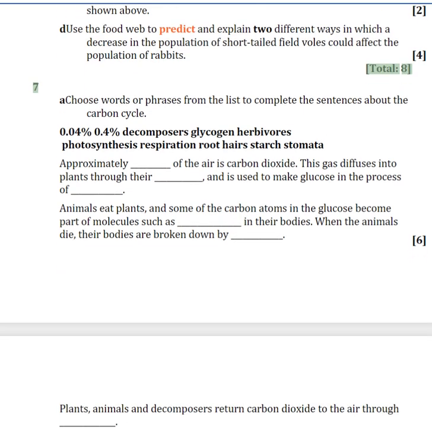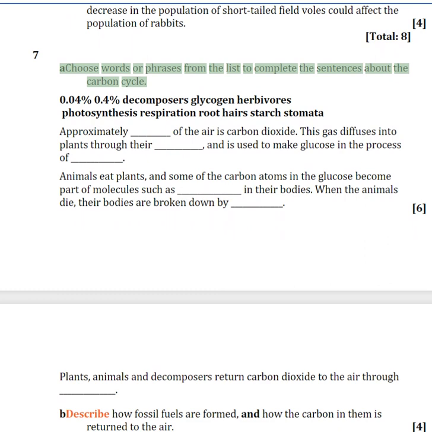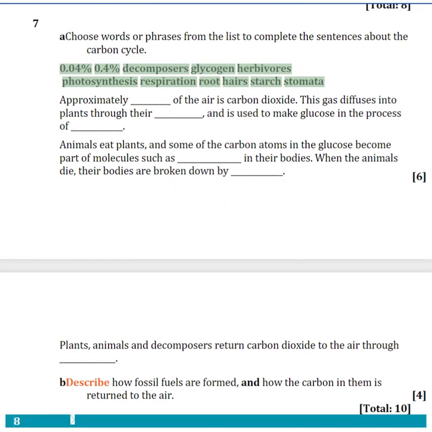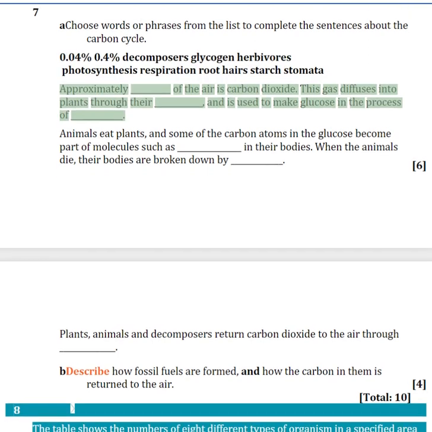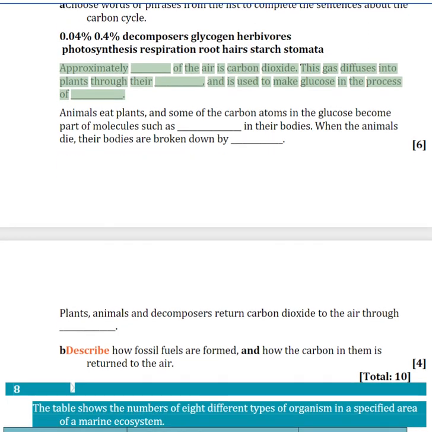7. A. Choose words or phrases from the list to complete the sentences about the carbon cycle. 0.04%, 0.4%, decomposes, glycogen, herbivores, photosynthesis, respiration, root hair, starch, stomata. Approximately ___ of the air is carbon dioxide. This gas diffuses into plants through ___ and is used to make glucose in the process of ___.